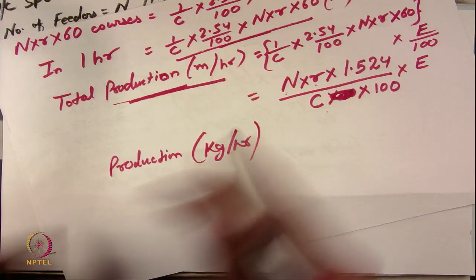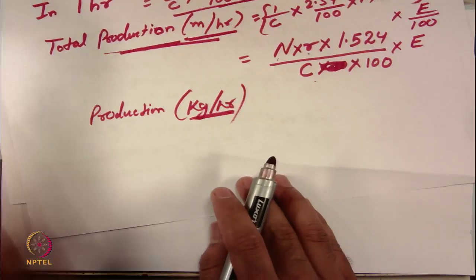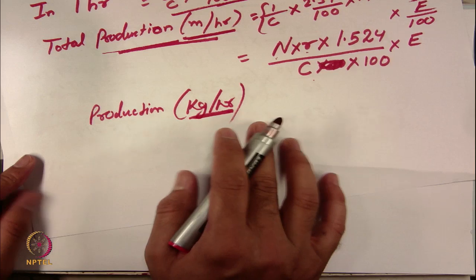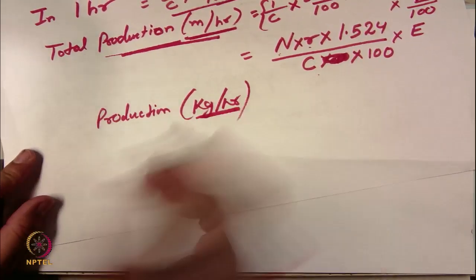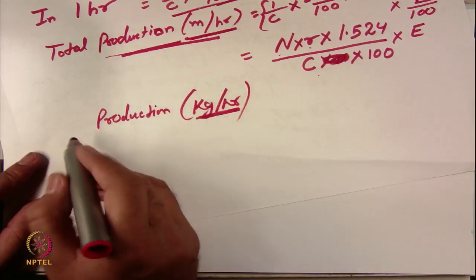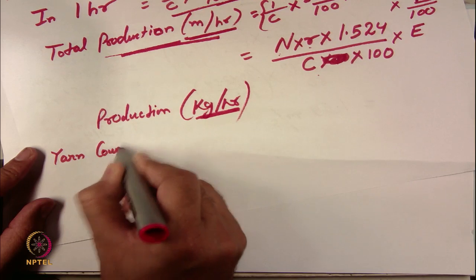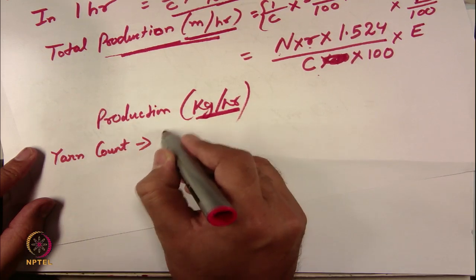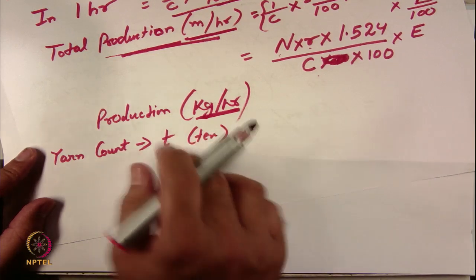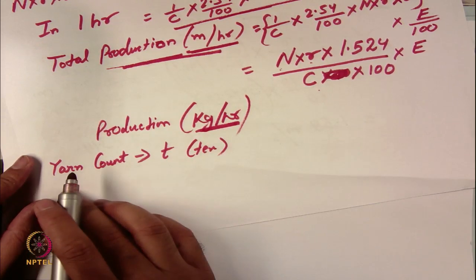Okay. So, sometimes we can express the production in kg per hour. To find out the production in kg per hour, we need other variables. Because we want mass, definitely yarn tex should be known. So, yarn count, it should be T in tex. If it is known to you, you can convert this meter per hour into kg per hour.